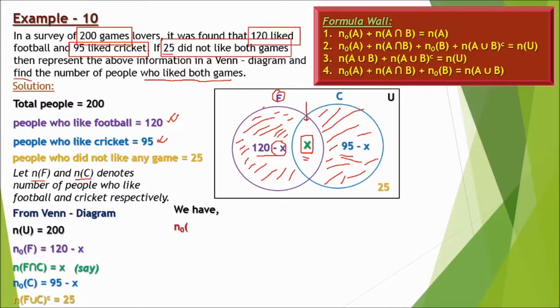You can see the formula. The second one, mostly we use this second formula. Now let's fill in the intersection, that is x. Only C, only cricket, 95 minus x.